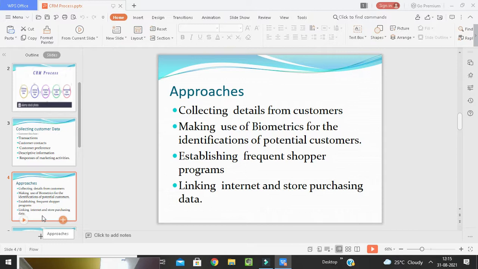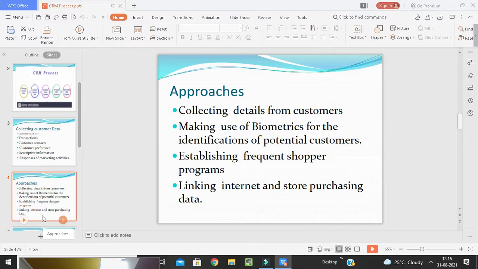Next thing is making use of biometrics for the identification of potential customers. As you know, every company nowadays utilizes biometric machines for attendance and punctuality. Nowadays, companies want biometrics for potential and loyal customers. So what is the benefit of this? With the help of this, we will be able to know how many times a customer approaches in a year, and how much sales volume results, and what percentage it is increasing per annum.